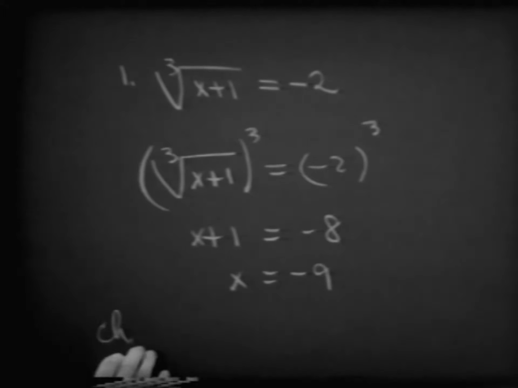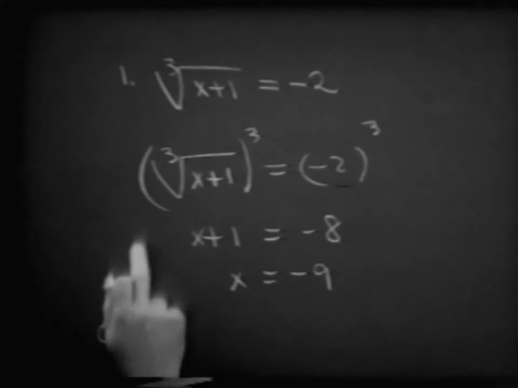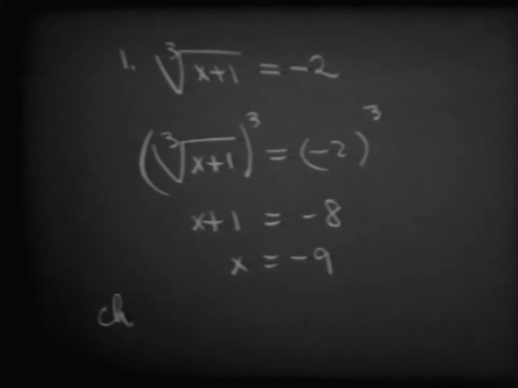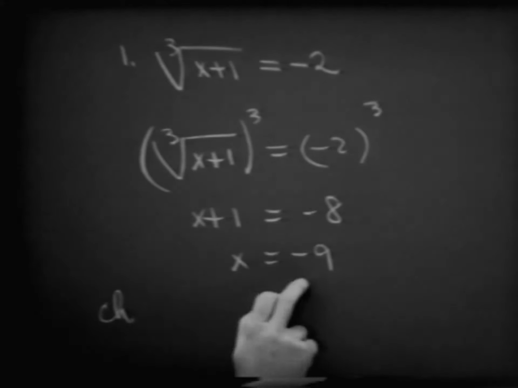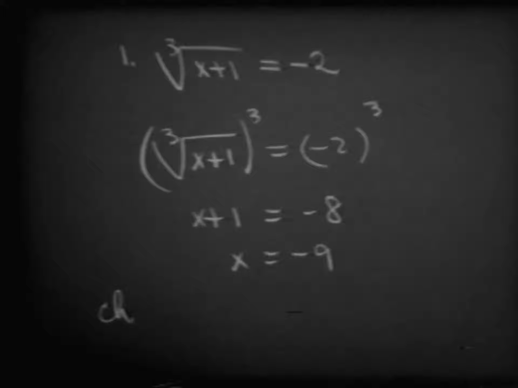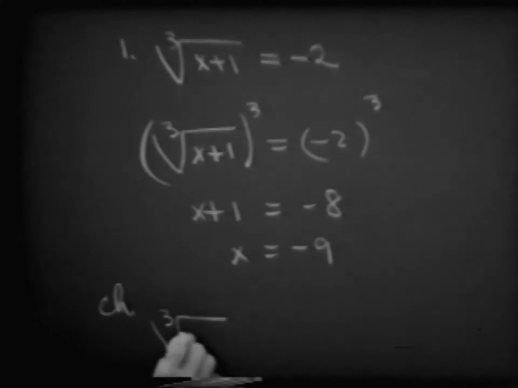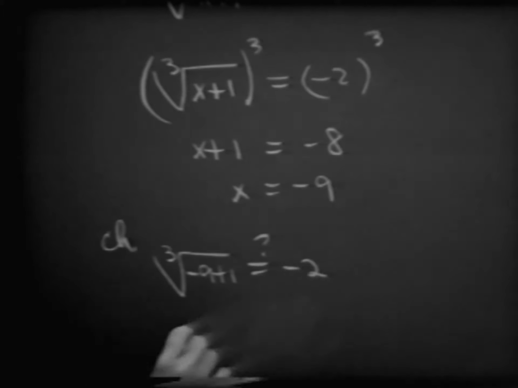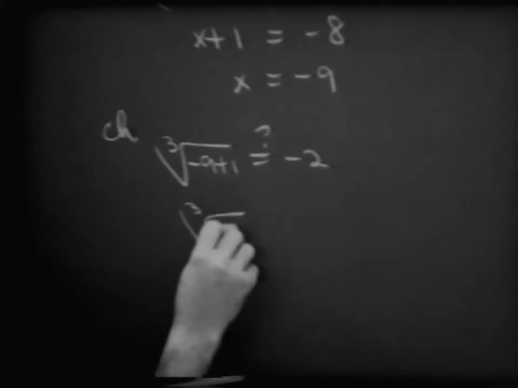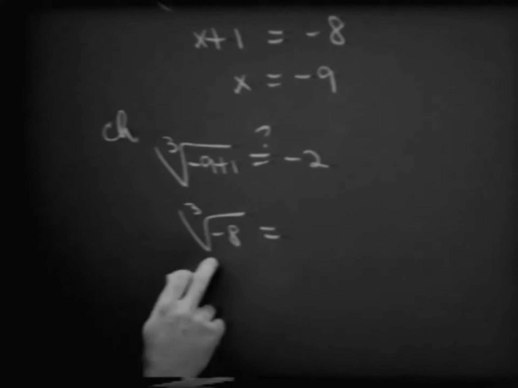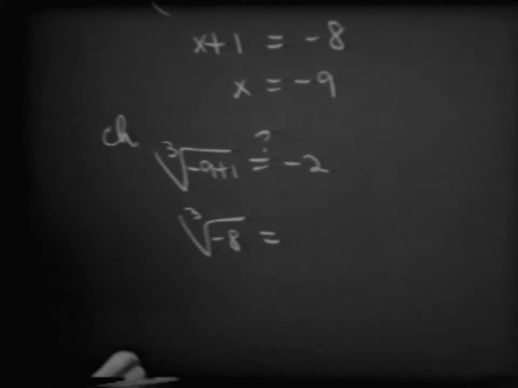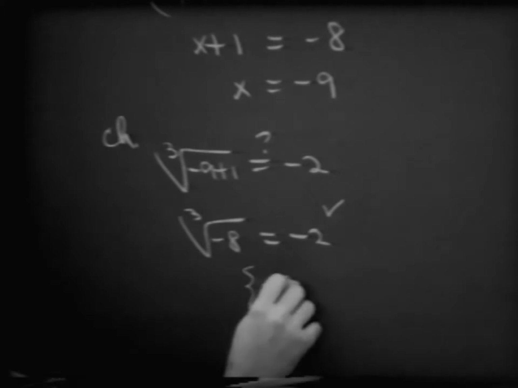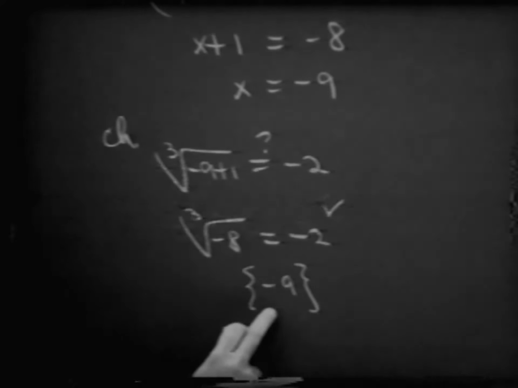Now, as we work through problems that involve a variable under the radical, what we had better do is go back and check. We must always check our final result with respect to the original sentence, okay? So here we have the cube root of negative 9 plus 1, and the question is, is this equal to negative 2? On the left side, this is the cube root of negative 8, and we know that the cube root of negative 8 is what number? Negative 2. Indeed, it checks, and so we may write our solution set as the element negative 9, okay?